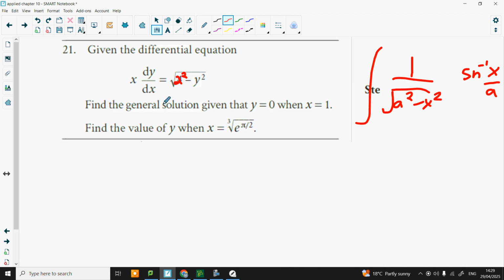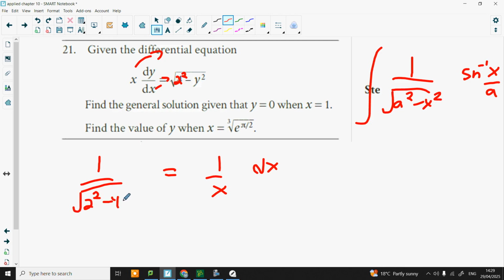I'm going to bring the dx over to the other side. So I'm going to get 1 over x dx on this side. And then on the other side, it should be 1 over the square root of 2 squared minus y squared dy. We all on board so far? Okay, what are the limits? 0 and 1, and x and y.